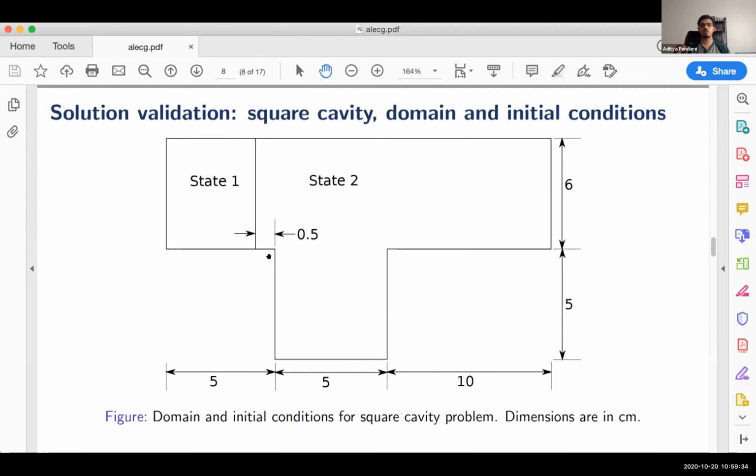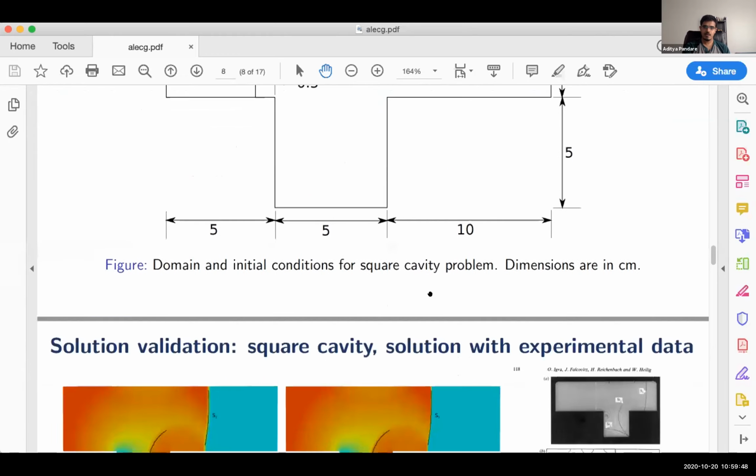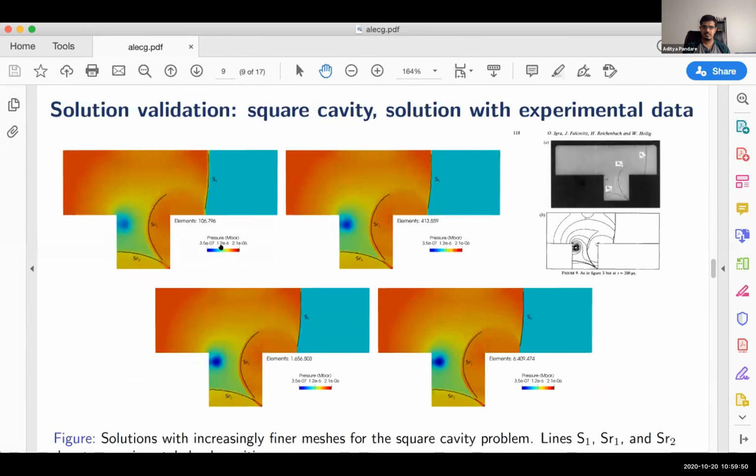When the shock moves over the cavity, there is a vertical flow. And then the shock, as it propagates into the cavity, there is some shock reflection and rarefaction waves generated. We want to make sure that the code captures all these phenomena accurately. Here we compare the solution obtained numerically on 4 meshes. So these are 4 different meshes, and we compare it with the experimental results.